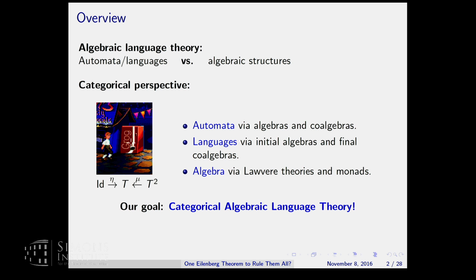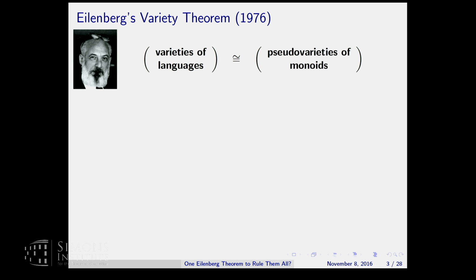So our goal is kind of a categorical algebraic language theory using monads. And in this talk, I'm going to focus on one theorem from algebraic language theory, and that's Eilenberg's variety theorem, which states that something called varieties of languages are in one-to-one correspondence with pseudo-varieties of monoids. So actually that's an isomorphism of lattices.